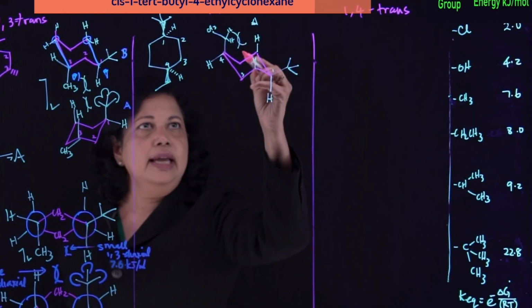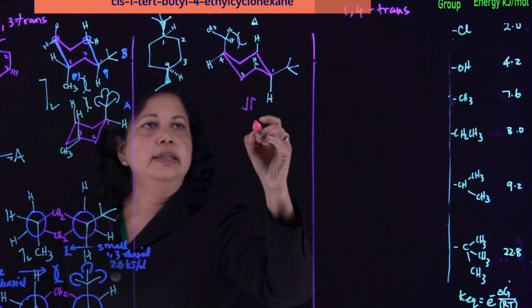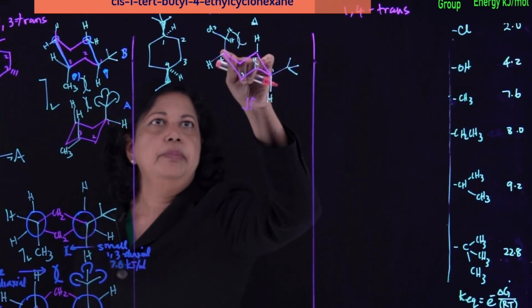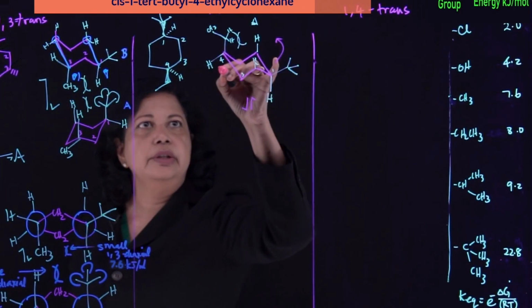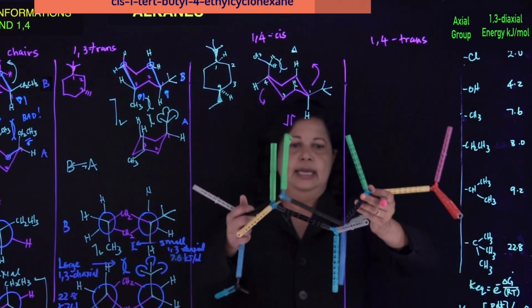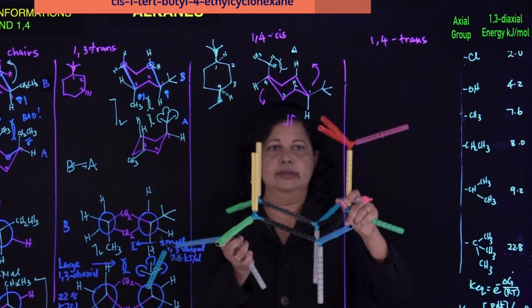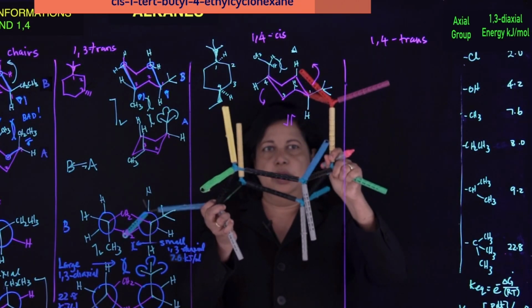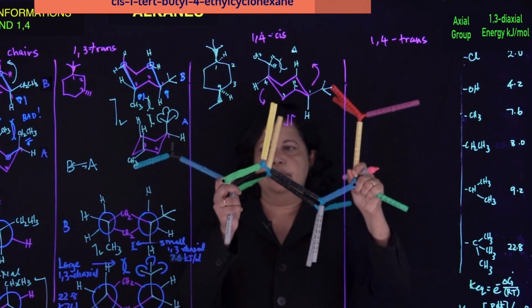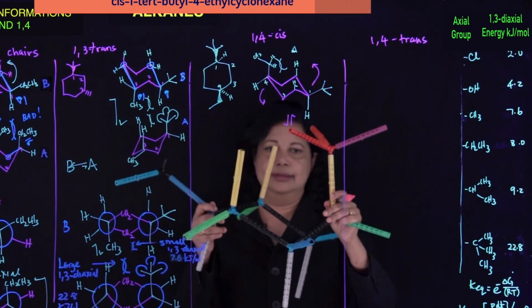So let's look at the flip chair. Here you're going to put this up and bring this down. Basically, that's how you're going to flip the chair. So you are going to take this and bring this up and bring this down. So 1 up and 4 up, but one's equatorial and one's axial.